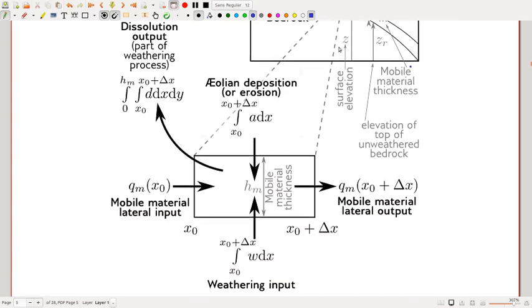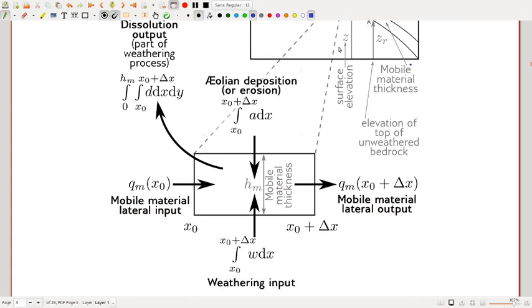So if we look at this box right here, I'm defining this box with the left limit being called x naught and the right limit being called x naught plus delta x. And so when we are dealing with how much material is being brought into it via weathering, we can think about how much material, integrated over this whole distance from x naught to x naught plus delta x, times weathering. So this is the weathering rate.